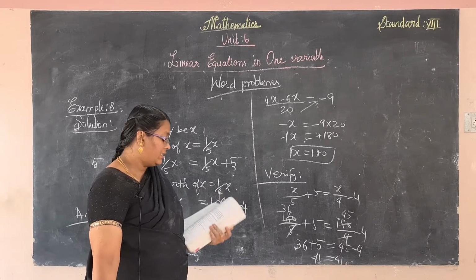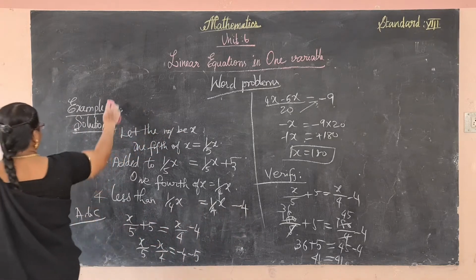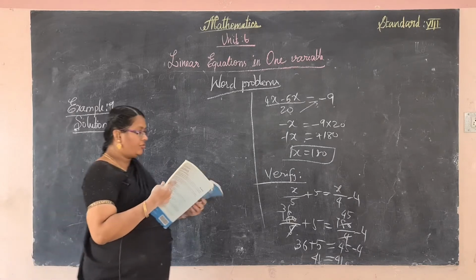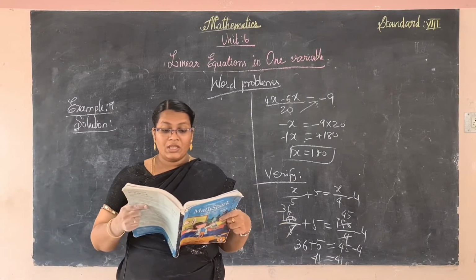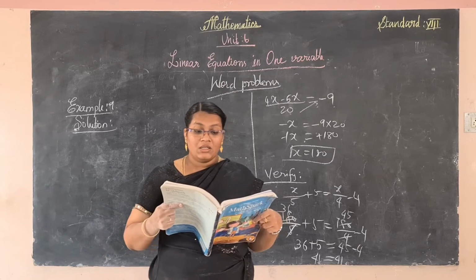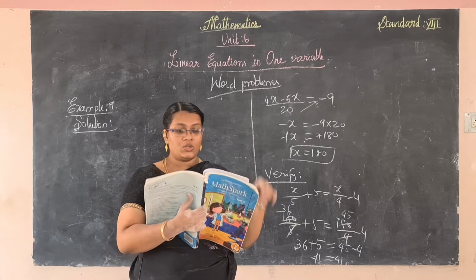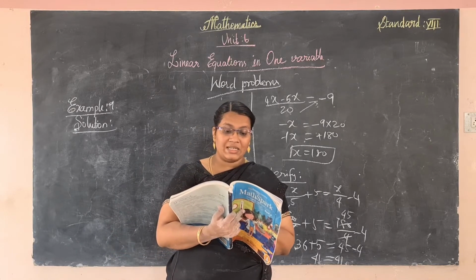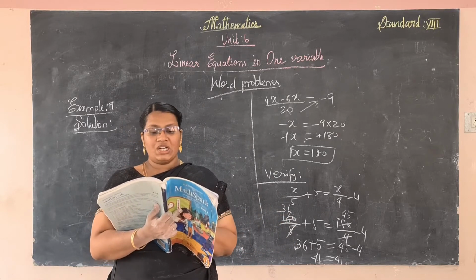Okay, right. Now move to example 9. The sum of the digits of a 2-digit number is 12. If the number formed by reversing the digits exceeds the original number by 54, find the original number.